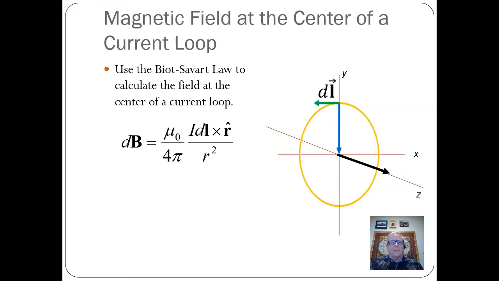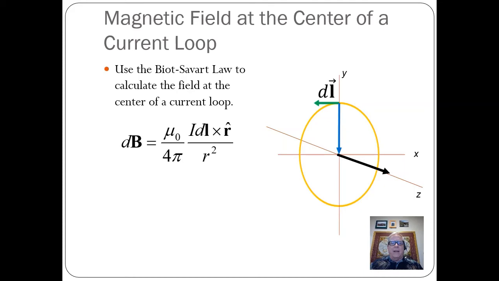So take this example. Let us say we wanted to know the magnetic field at the center of a current loop using the Biot-Savart law. So we have a current flowing in this loop, and the direction of the current, as we're facing it, is going counterclockwise. And so we want to know what is the direction of the magnetic field at the center.